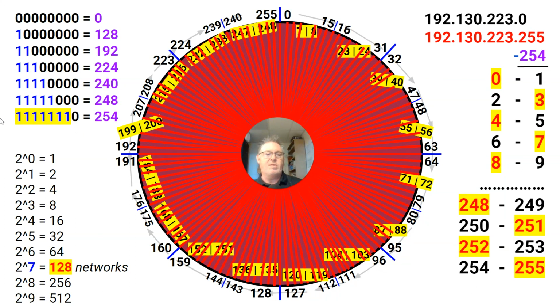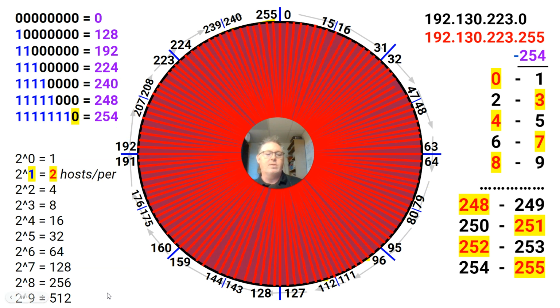Again, in this case, we have 7 bits as ones in the subnet mask, which means 128 ranges. And each one of those ranges has 2 hosts per network, which again doesn't help us any because we lose them both due to ID and broadcast reasons, but we'll talk more about that in another video.